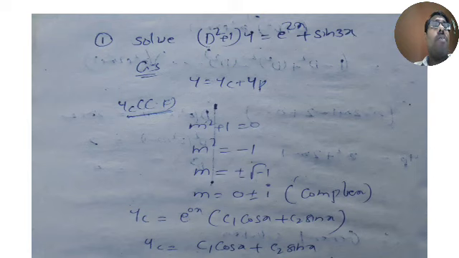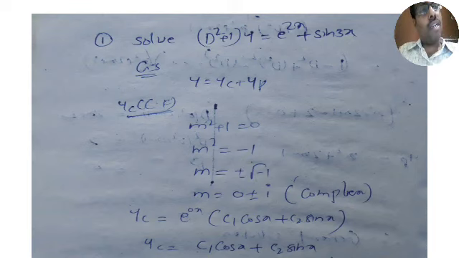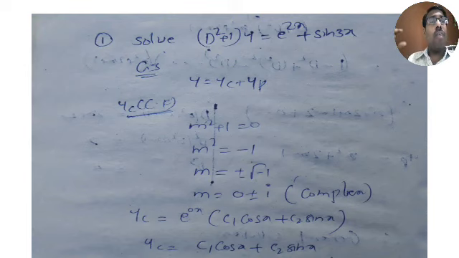You see the problem. Solve d square plus 1 of y is equal to what is in the right hand side? The right hand side we are having e power of 2x plus sine 3x. So what does that right hand side tell us? The first term is e power of 2x and the second term is sine 3x. For the first term you have to solve the particular integral by using method 1, and for the second term by using method 2. So this is a combination of two methods.